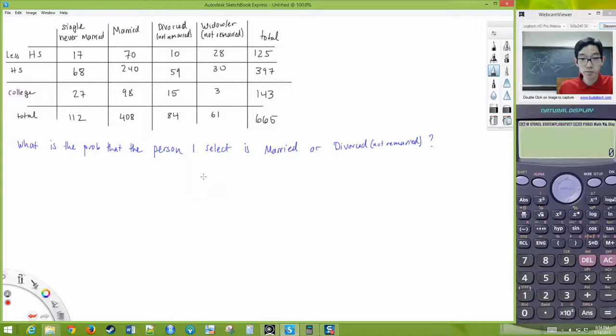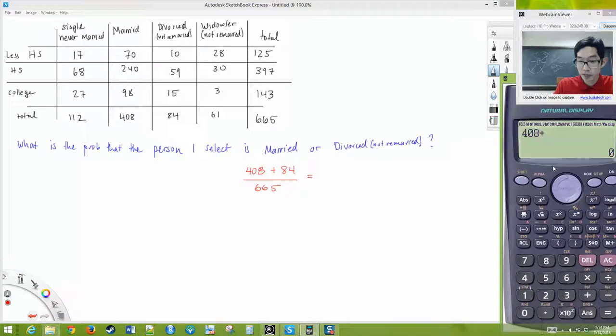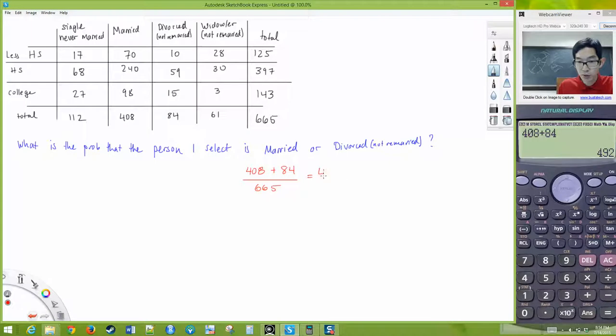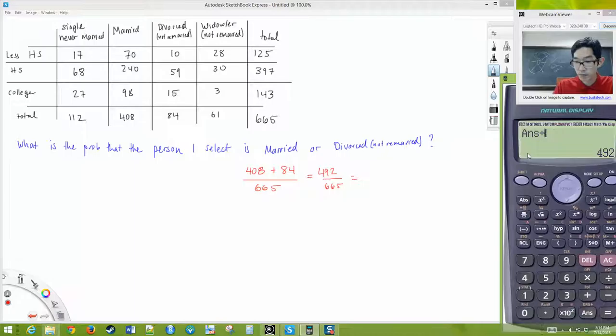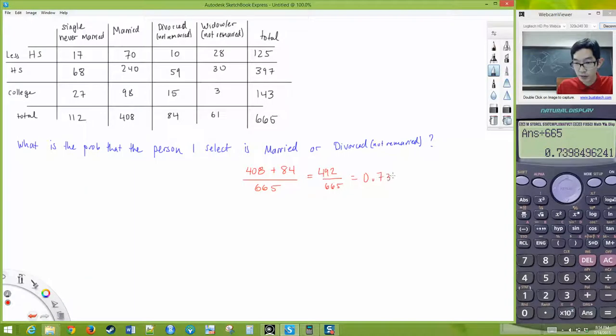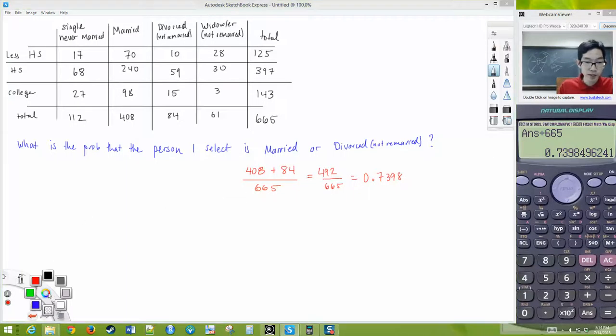Well, we do 408 people are married, plus 84 people are divorced, not remarried, divided by 665, okay? So I have 408 plus 84, 492, divided by 665. And I get 0.7398 4962.